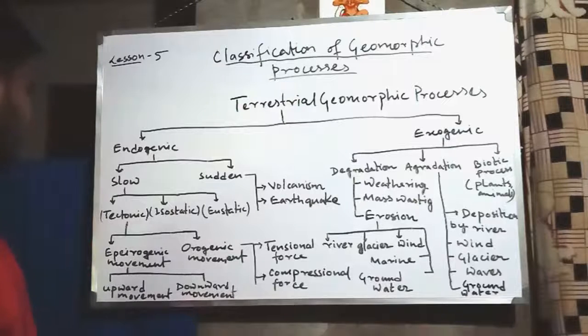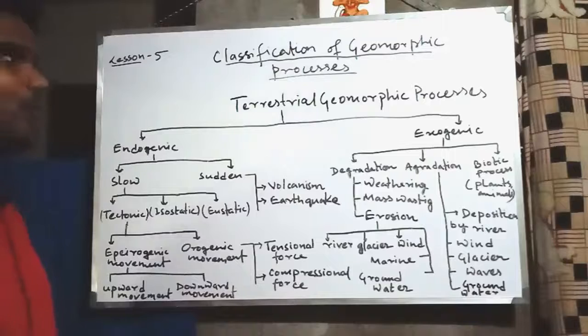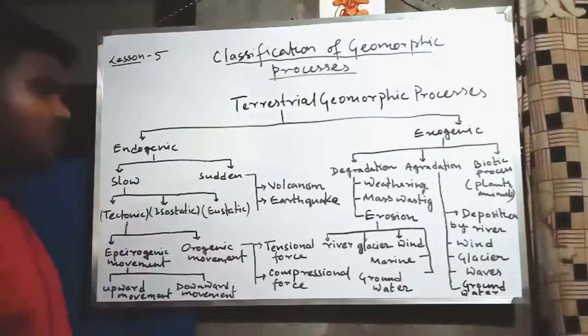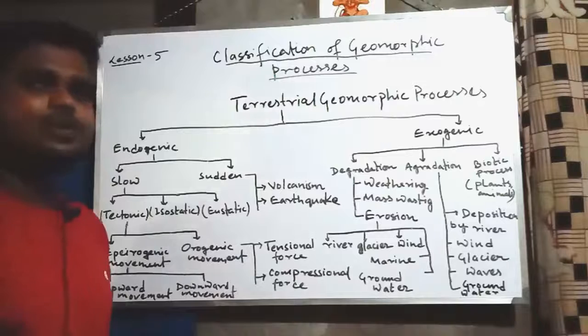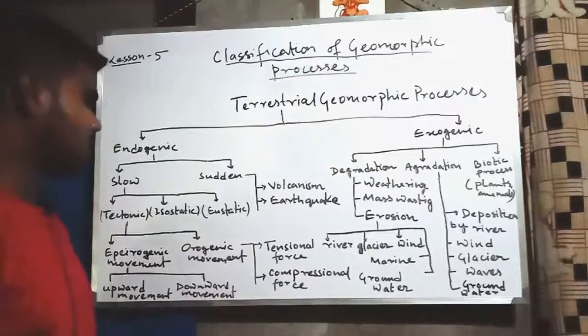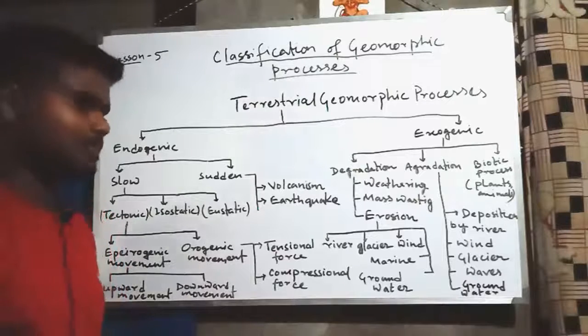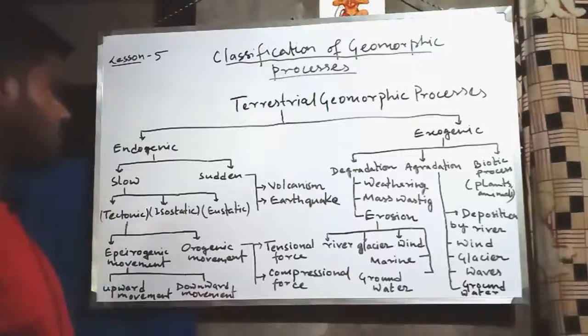Now the tectonic events are further divided into two types, that is diastrophic movement and orogenic movement. So what is diastrophic movement? It is the movement type where the crustal layers or the surface either move upward or move downward. Now the next is orogenic movement. Orogenic movement is further divided into two types, that is tensional force and compressional force. That means the divergence of the plates and the convergence of the plates. So these are the types of orogenic movement.